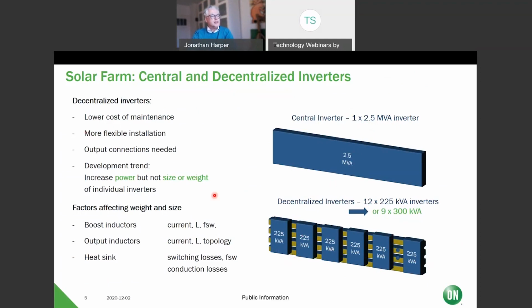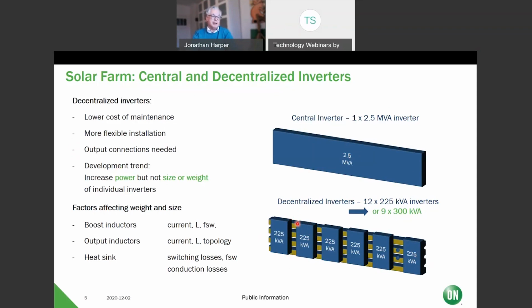So the decentralized inverters, obviously you have to connect them together. That's a cost which you don't have when you have one of these. Okay, it's connected internally. It's a more flexible installation, right? If you just want to have 2.9 MVA, you just add 2 more of these inverters and you're done. So you can adapt the size of your solar farm more easily with smaller blocks.